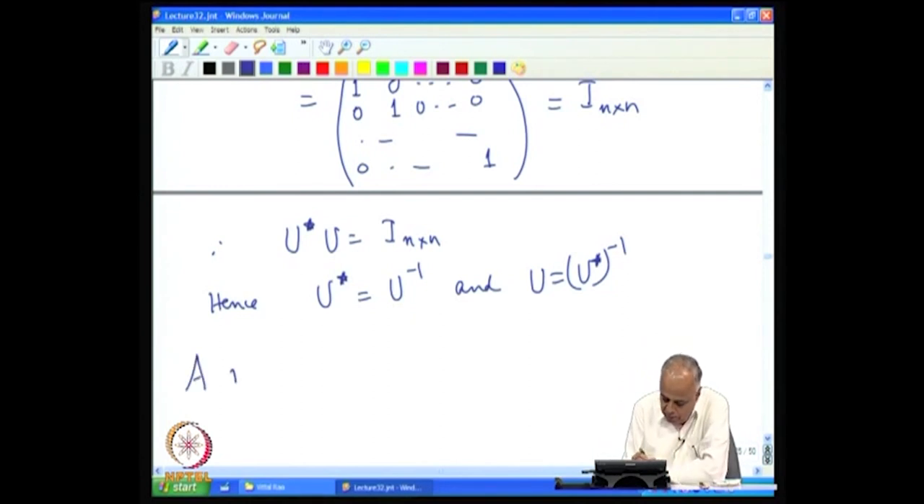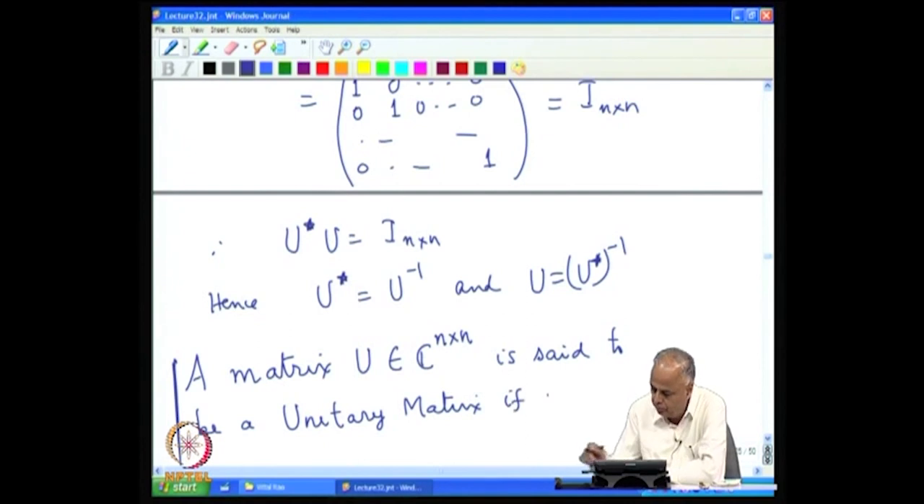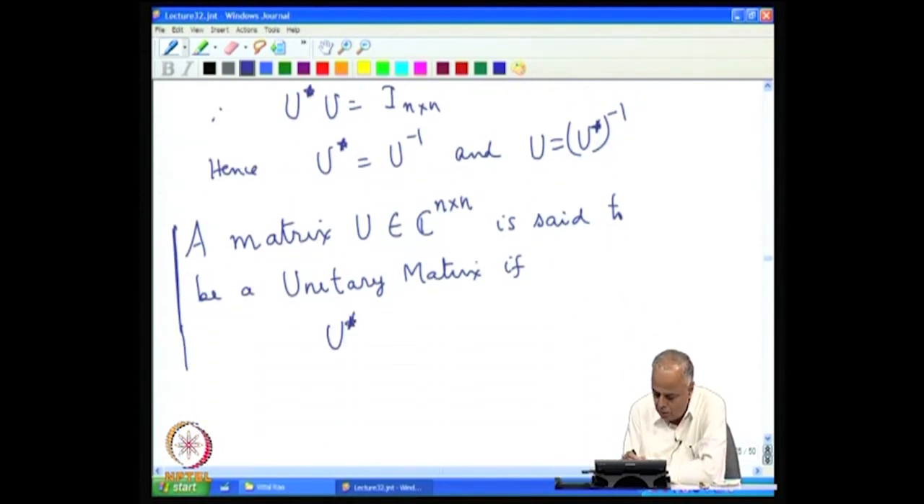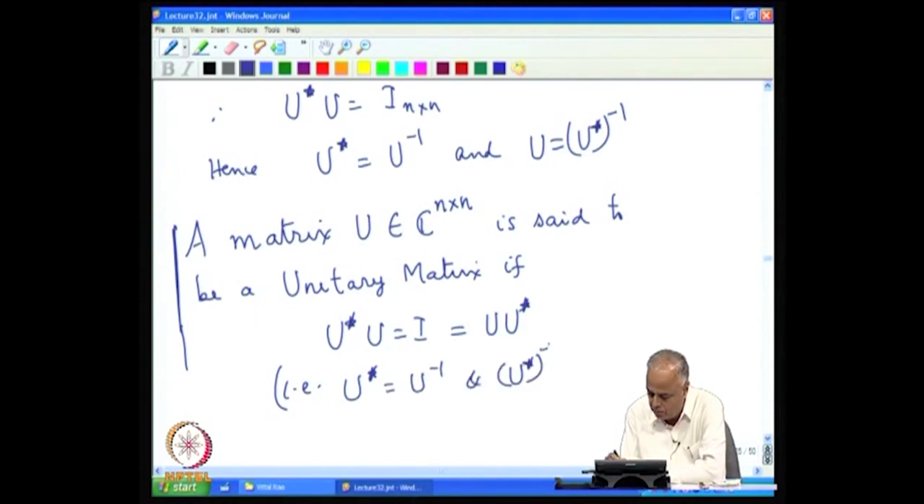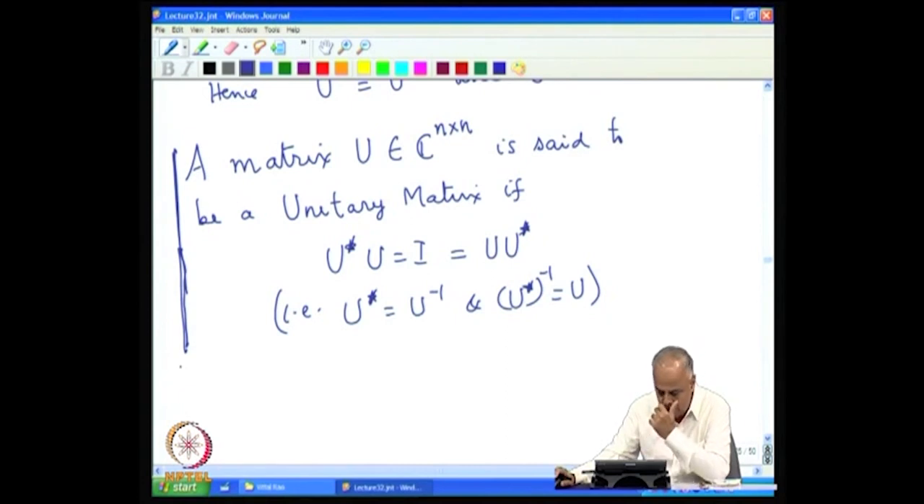Any matrix which has this property is called a unitary matrix. So, a complex matrix U in C n by n is said to be, this is the definition, a unitary matrix if U star U equals I, and since U and U star become inverses of each other, this is the same as U U star equals I. That is, U star is equal to U inverse and U star inverse is equal to U. Then we say it is a unitary matrix. We see that if the columns are all orthonormal vectors, then automatically U is a unitary matrix.